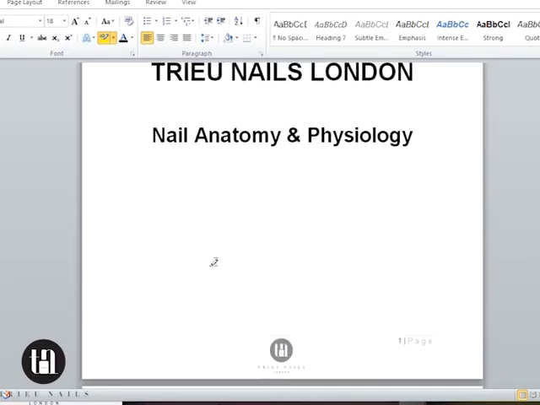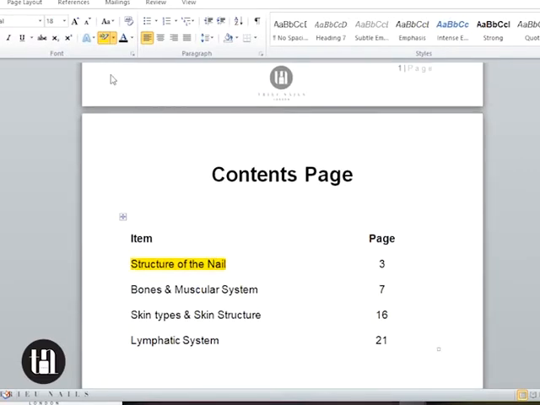And I look forward to seeing you in the next video, where we will be going over skin types and skin structures. So that's the bones and muscular system done.